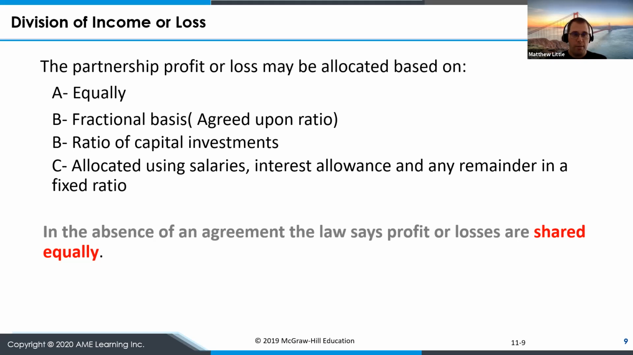It could be based on capital investments, or it could be allocated using some kind of allocation that looks at salaries that they're expected to earn, maybe any interest on the capital that they have contributed, and any remainder would be on a fixed ratio, whether it's 50-50 or another fractional basis. The law says if there isn't a partnership agreement, it's shared equally. So it's 50-50 unless it's documented otherwise.